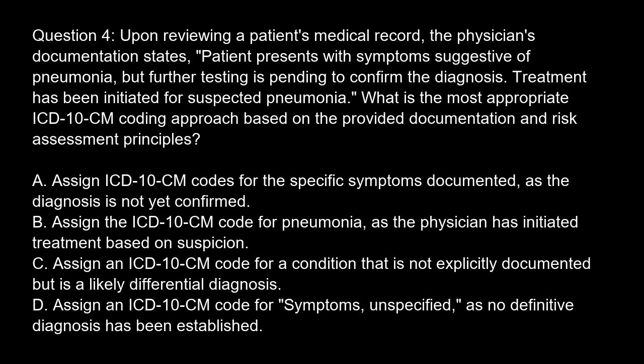Option A. Assign ICD-10-CM codes for the specific symptoms documented, as the diagnosis is not yet confirmed. Option B. Assign the ICD-10-CM code for pneumonia, as the physician has initiated treatment based on suspicion. Option C. Assign an ICD-10-CM code for a condition that is not explicitly documented but is a likely differential diagnosis. Option D. Assign an ICD-10-CM code for symptoms unspecified, as no definitive diagnosis has been established.